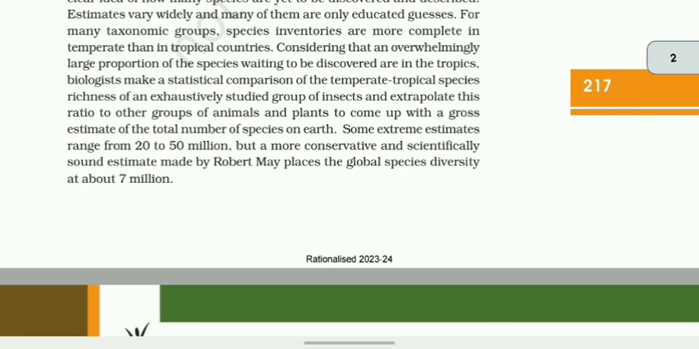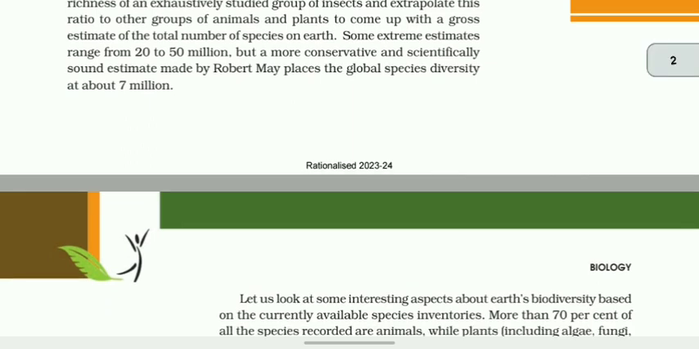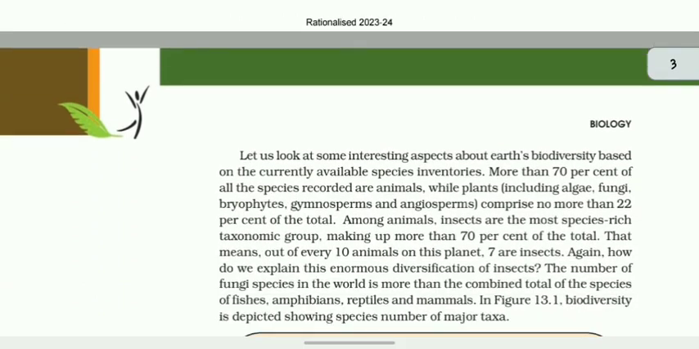For many taxonomic groups, species inventories are more complete in temperate than in tropical countries. Considering that an overwhelmingly large proportion of the species waiting to be discovered are in the tropics, biologists make a statistical comparison of the temperate-tropical species richness of an exhaustively studied group of insects and extrapolate this ratio to other groups of animals and plants to come up with a gross estimate of the total number of species on Earth. So extreme estimates range from 20 to 50 million, but a more conservative and scientifically sound estimate made by Robert May places the global species diversity at about 7 million.